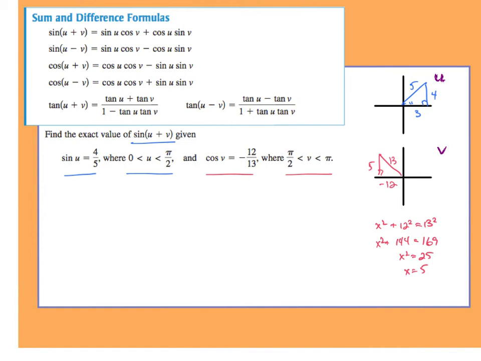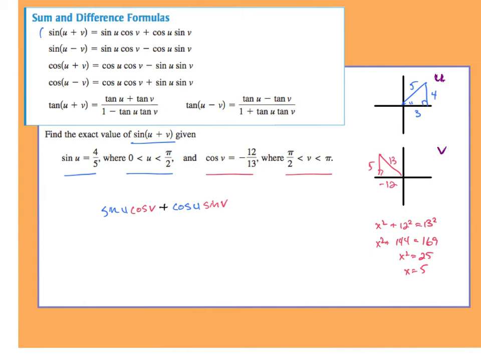So which one am I using now? Which formula? The first one. I'm going to use the first one. So let's write out the first one. So now I have sine of u times cosine of v, plus cosine of u times sine of v. All right. I just like to rewrite it. I think it cuts down on the amount of mistakes you guys have.